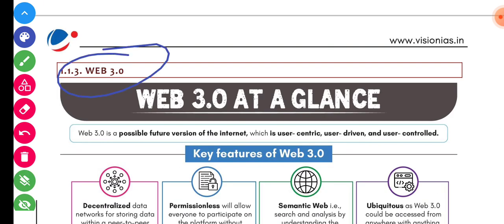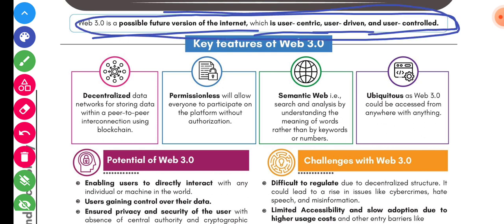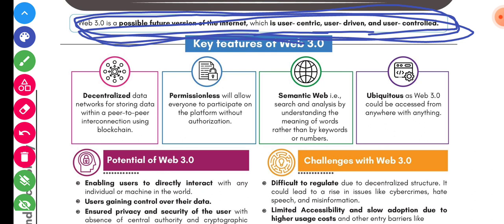Next is Web 3.0. What is Web 3.0? It is a possible future version of the internet which is user centric, user driven and user controlled, which is the decentralization in the use of the internet.